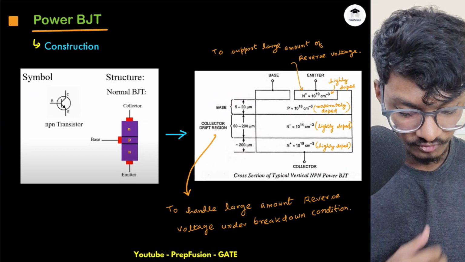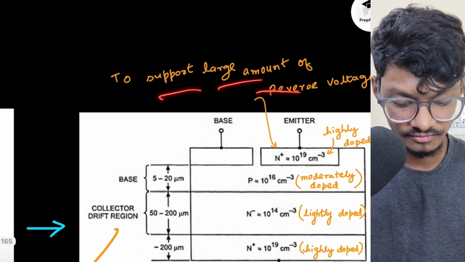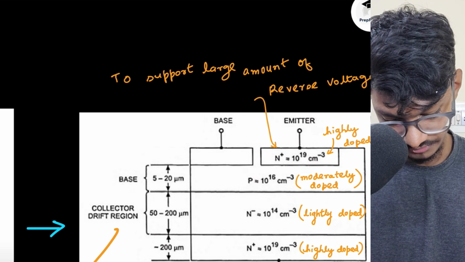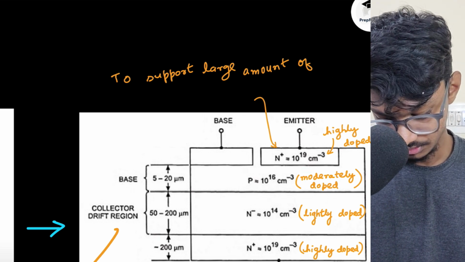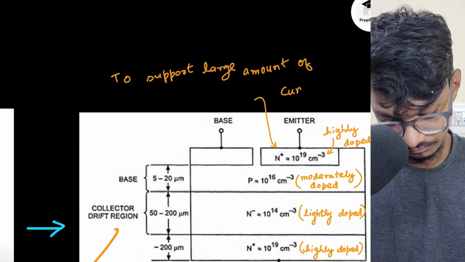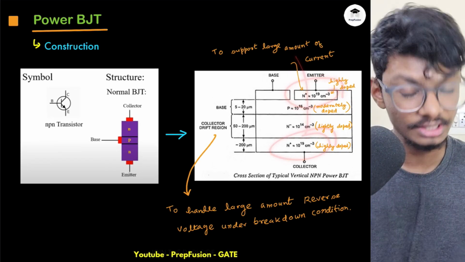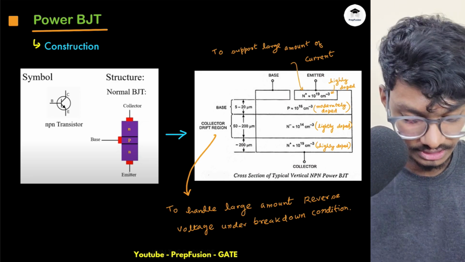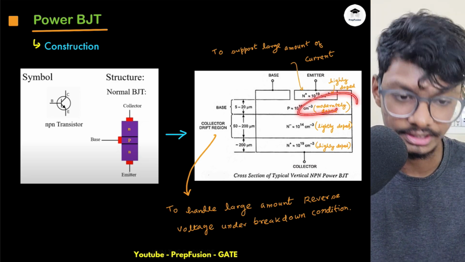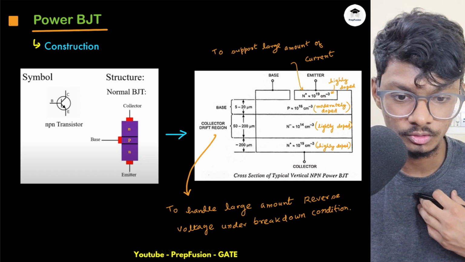And why is this doped highly? These two are doped highly to support a large amount of current, right? Not reverse voltage, they support a large amount of current. Because when it is forward biased, large current will flow and these will provide the charge carriers for that current to flow. So these are highly doped, this is lightly doped and this is moderately doped. So it is just similar to the power diode, just here we have an extra junction. There are two junctions. Why there are two junctions, we'll understand that.